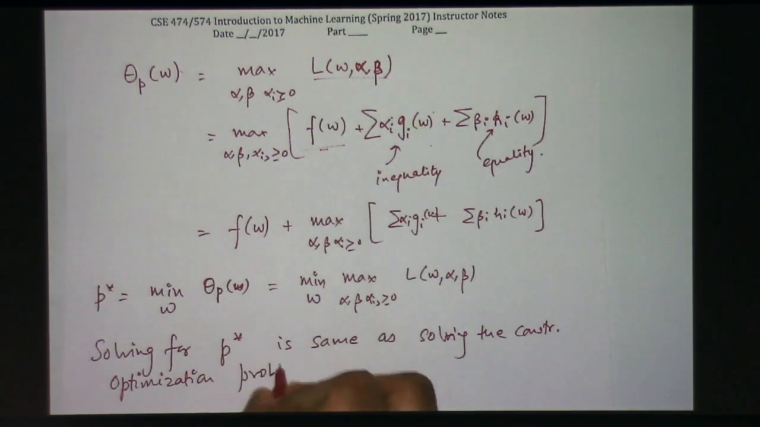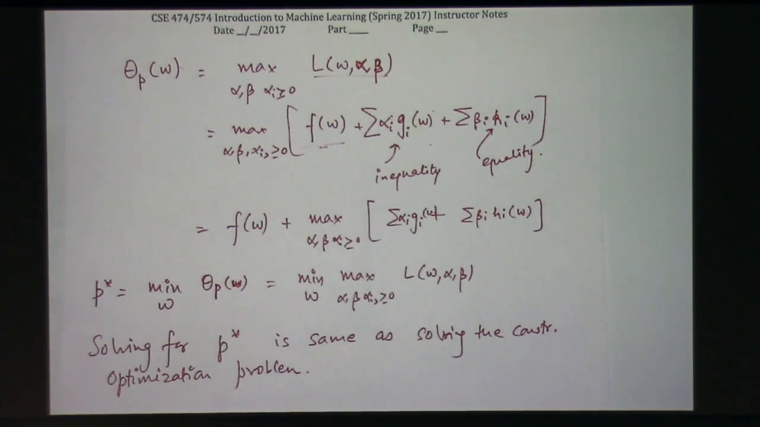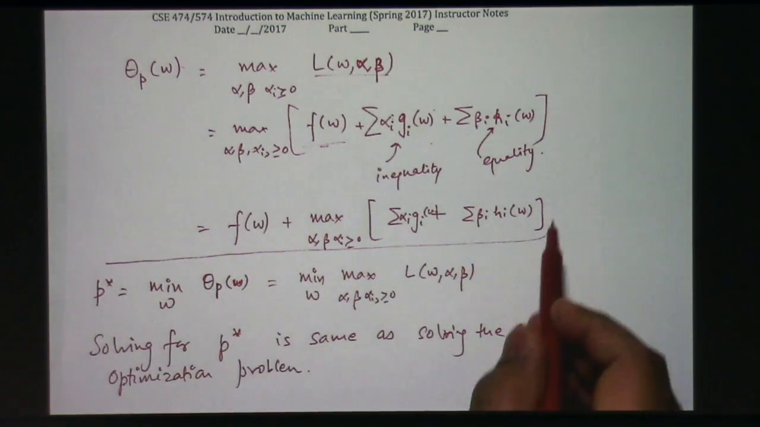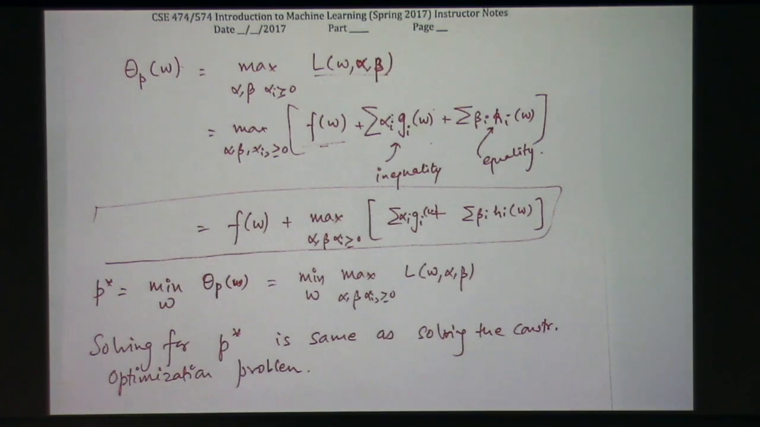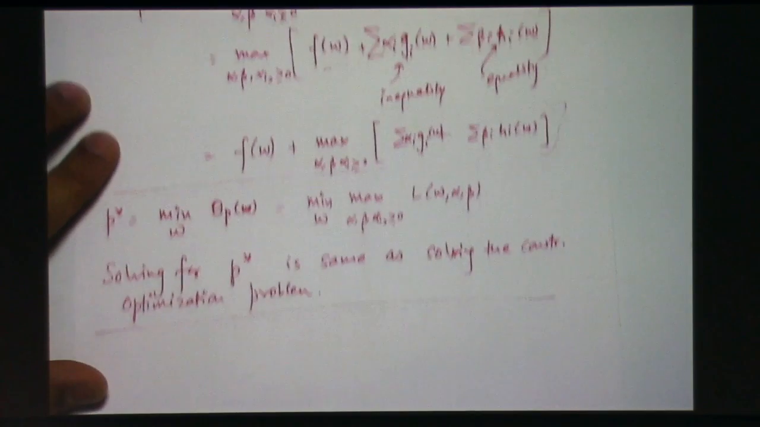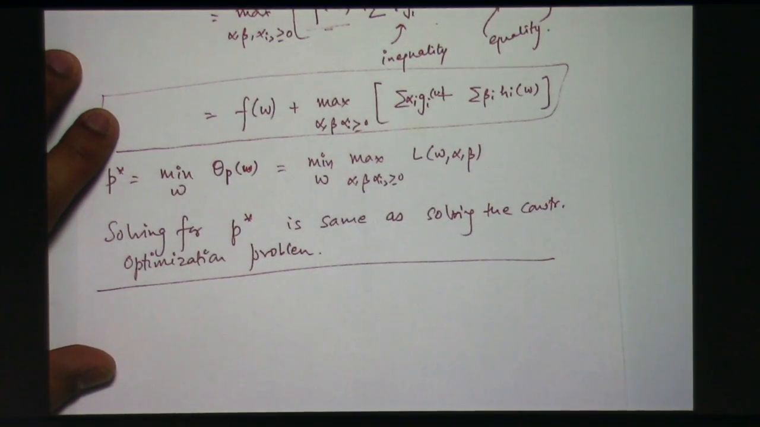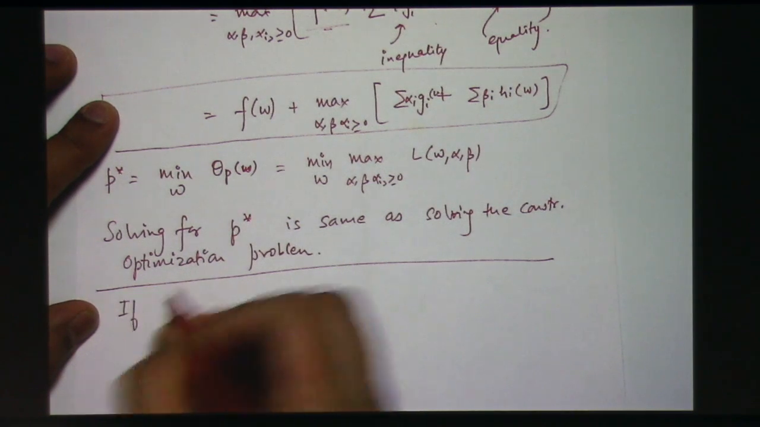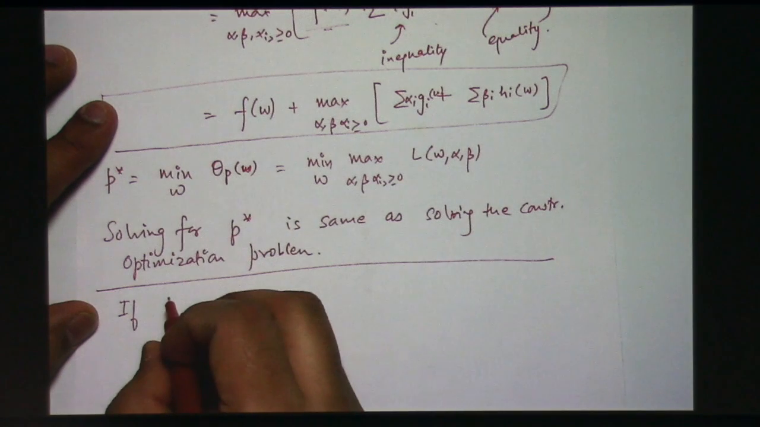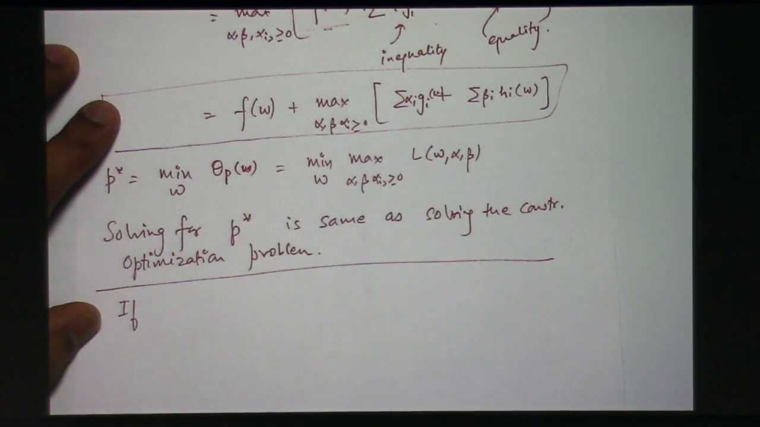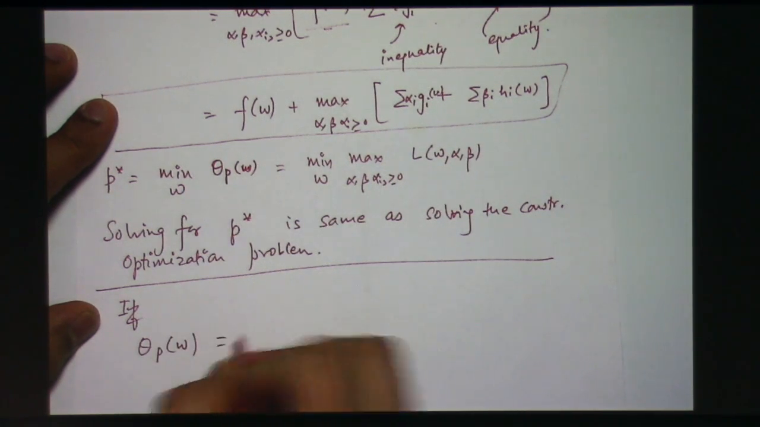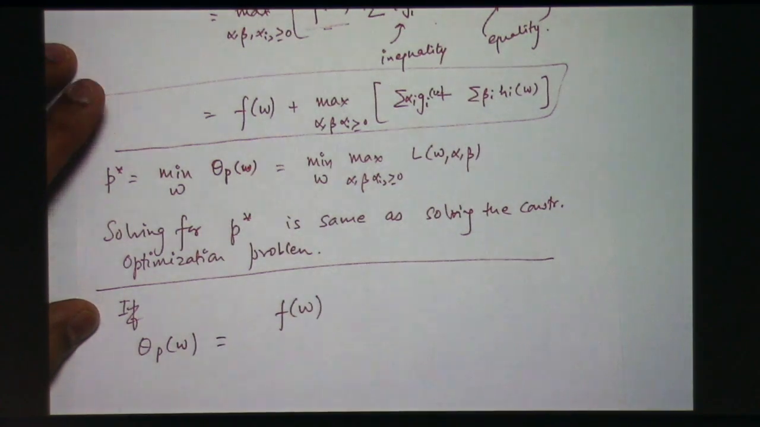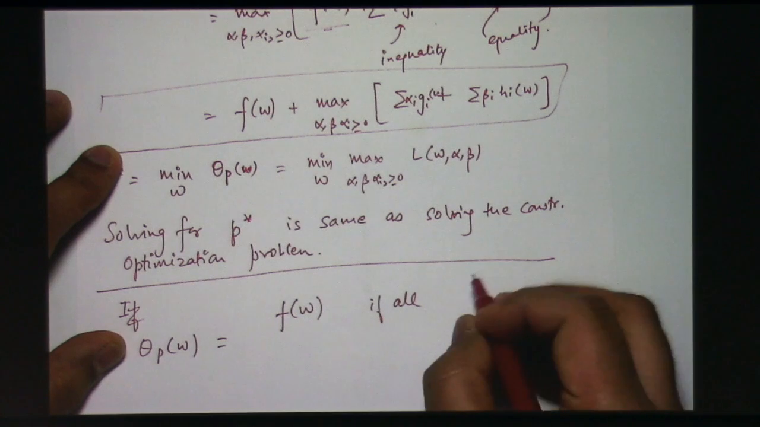Now I could give you a detailed proof, but that will take too long. But the point is that if you think about this formulation over here, and you find the solution, what you will see is that your theta p of W will be the same as f of W if all constraints are satisfied.